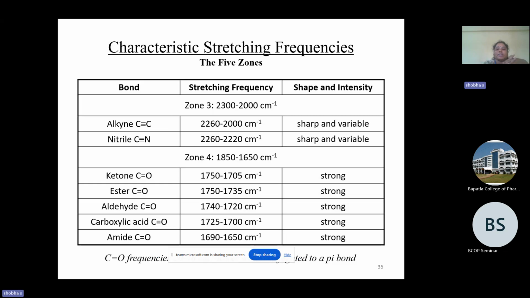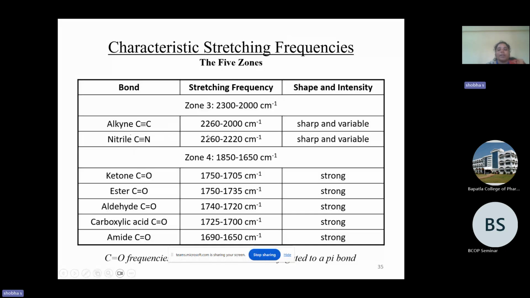Likewise, we can easily remember where we are going to see the alkyne triple bond as well as the nitrile, that means the cyanide stretch, in the region of zone 3. Here also the peaks are sharp and variable. The size of the peak is not broad, and may vary according to the groups which are adjacent to these compounds. So zone 3, triple bond: you can remember easily, alkyne as well as the nitrile.